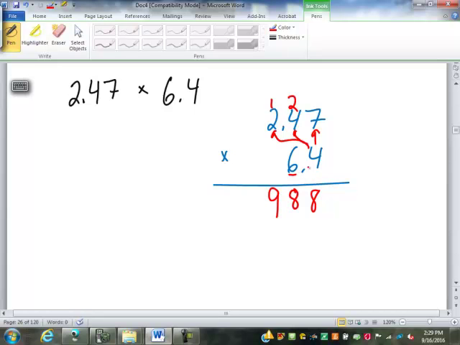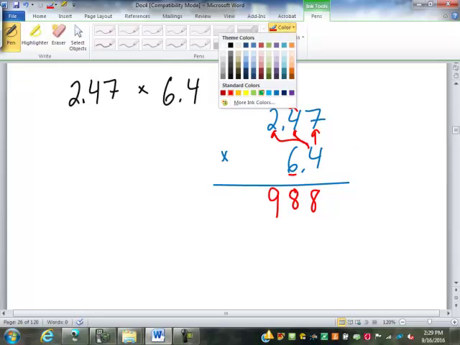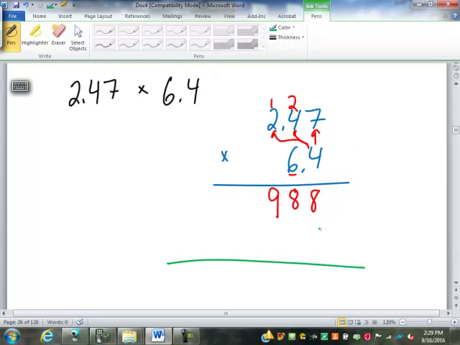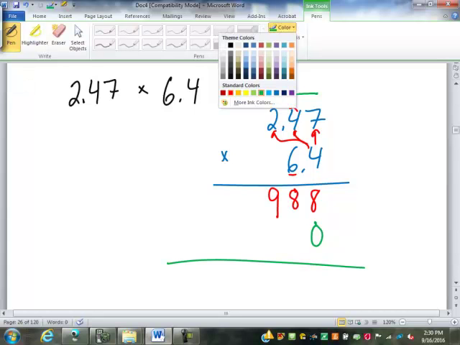Now before we move over to the 6, what have we been taught that we have to do down here? Put in a 0 or leave a space, right? Now the other thing I do, I always put a line up here over my carries. That way I know that anything below the line is an old carry and I don't have to worry about it.